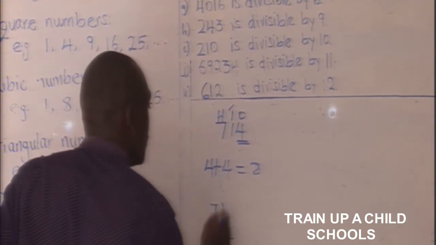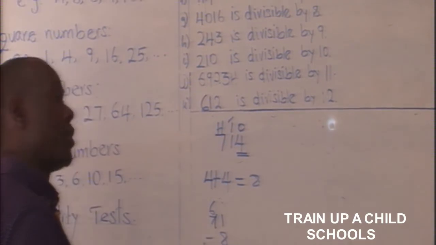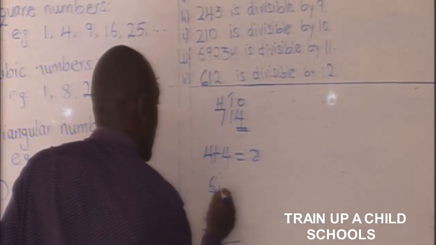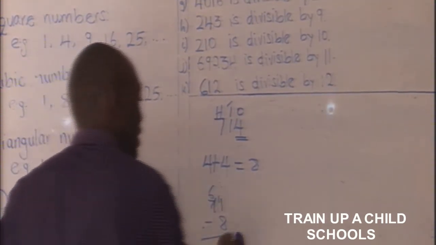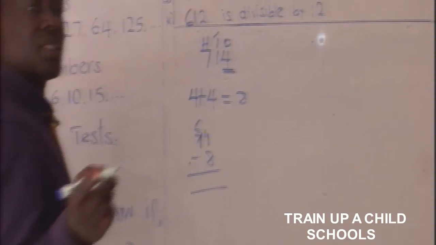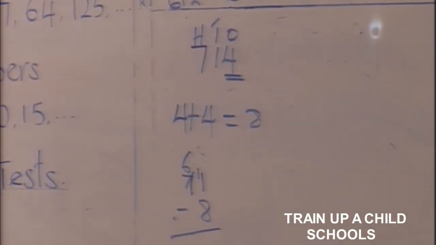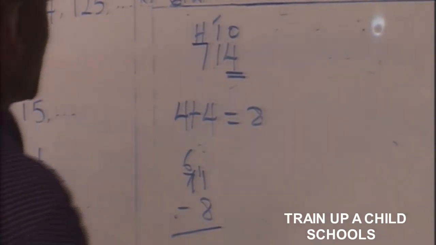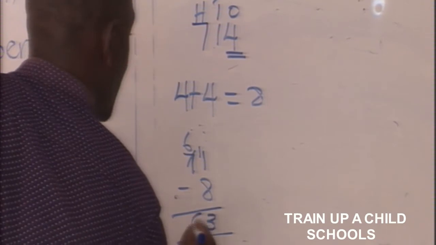Then you subtract. You are going to borrow because 1 minus 8 is only possible after borrowing. We are borrowing base 10. The 10 plus 1 is adding 11. 11 minus 8, what do you get? It is a 3. Then you get a 6.